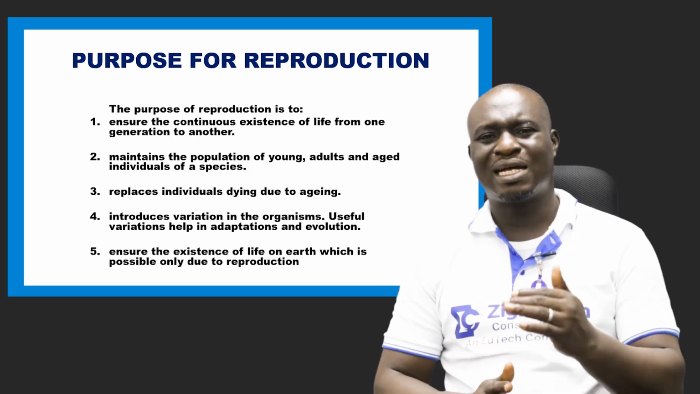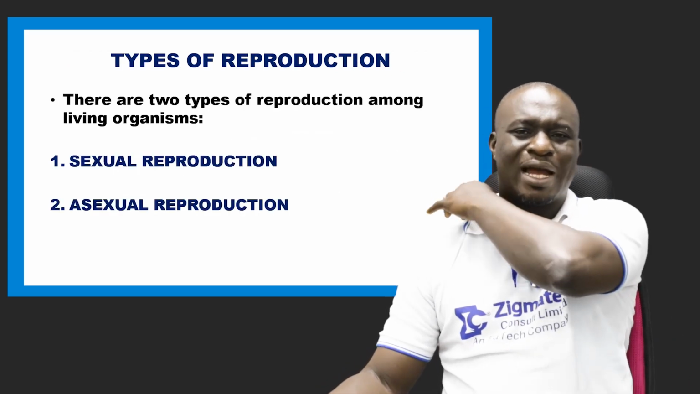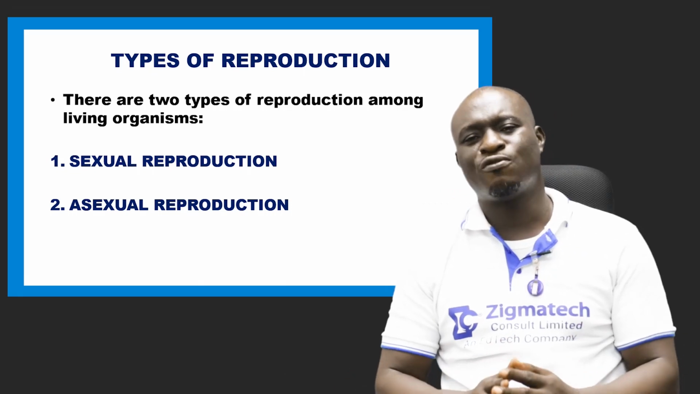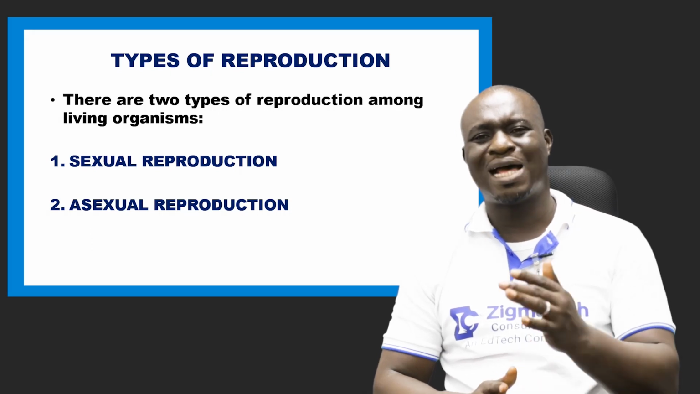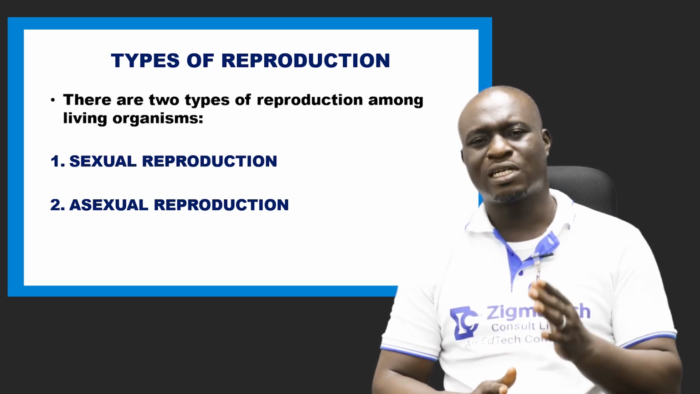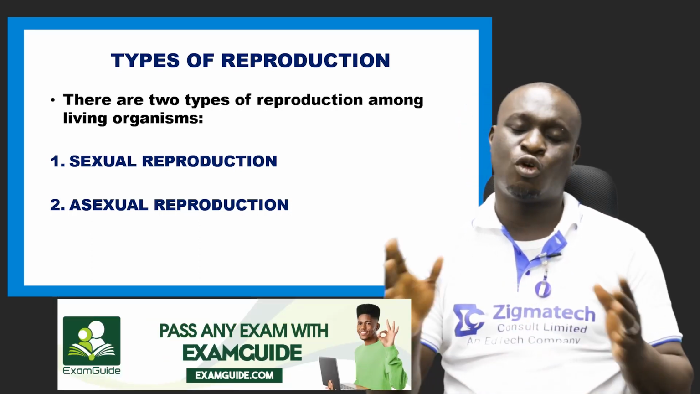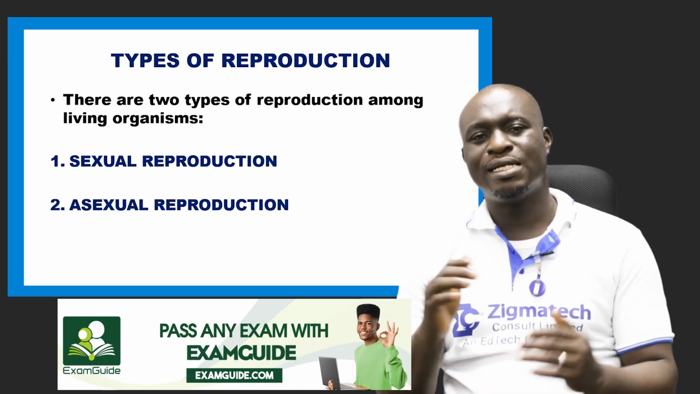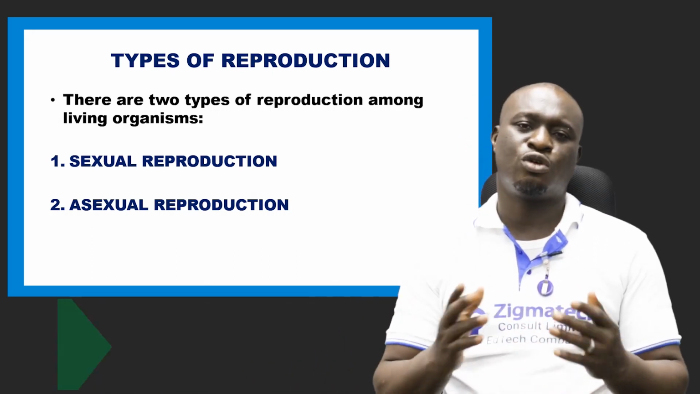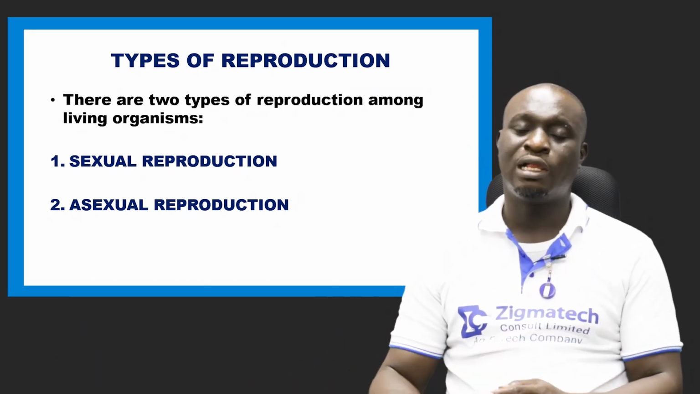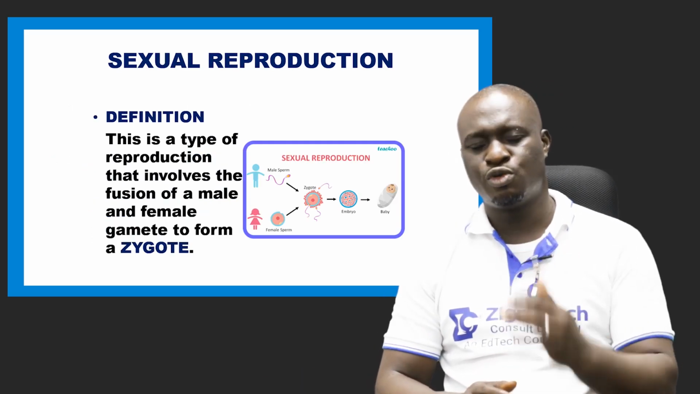Now, apart from this, there are different types of reproduction. Basically, we have two types of reproduction. One of them is called sexual reproduction, and the second one is called asexual reproduction. For the sake of what we have today, we are going to be briefly looking at sexual reproduction and also briefly looking at asexual reproduction. Let's begin with the first one, which is sexual reproduction.